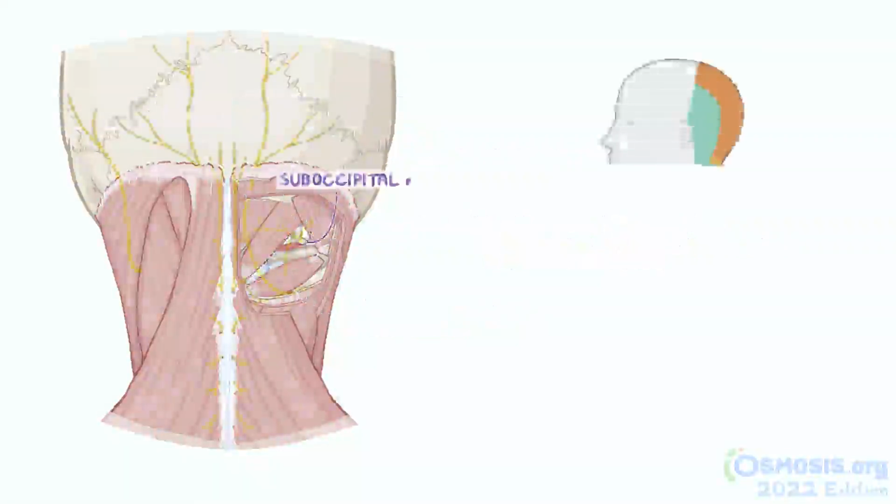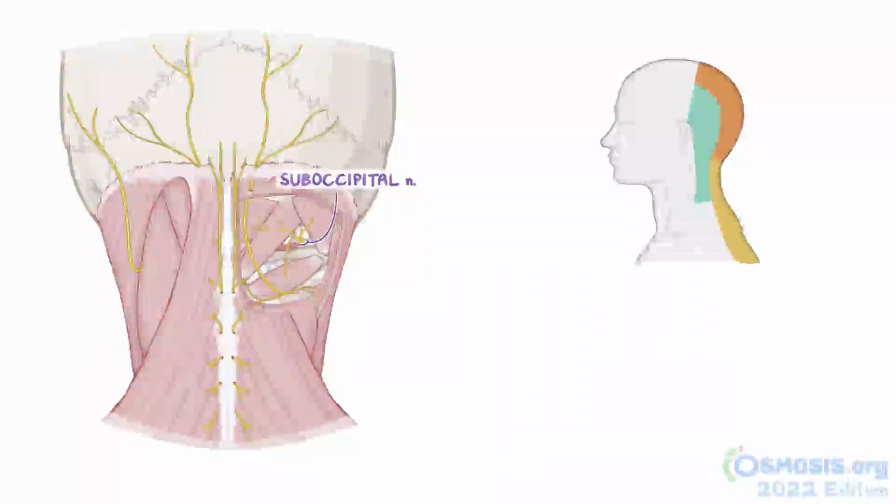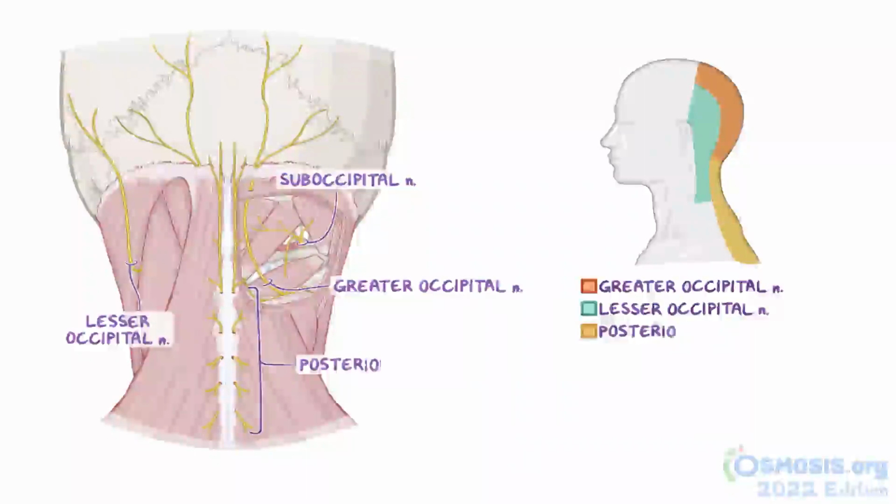The suboccipital nerve innervates the suboccipital muscles, and the cutaneous sensation to the entire posterior cervical region is provided by the greater occipital and lesser occipital nerves and the posterior rami of spinal nerves C3 to C7.